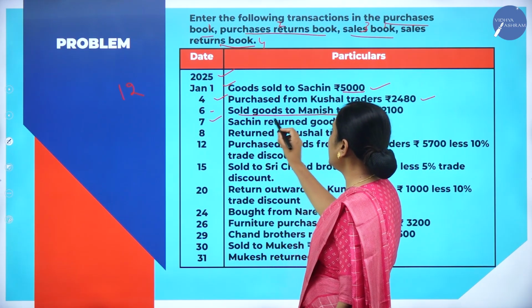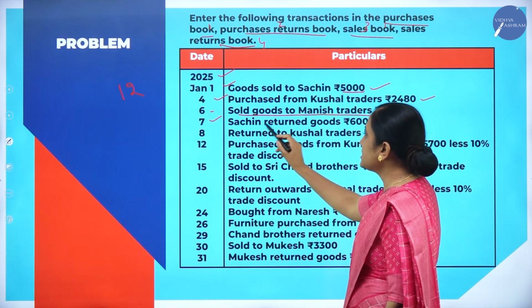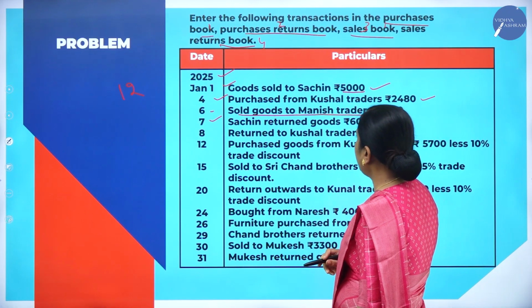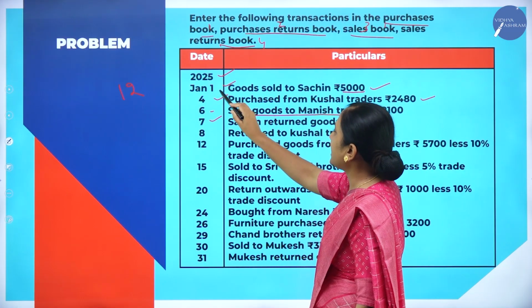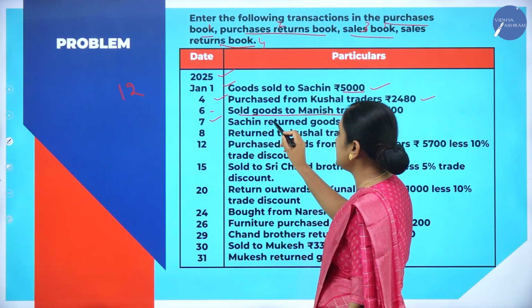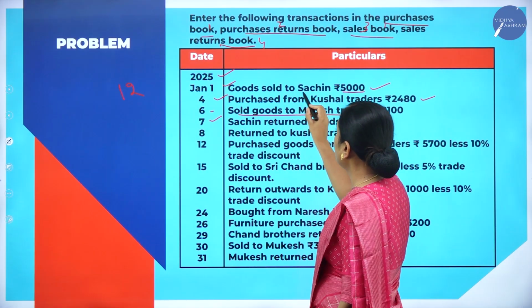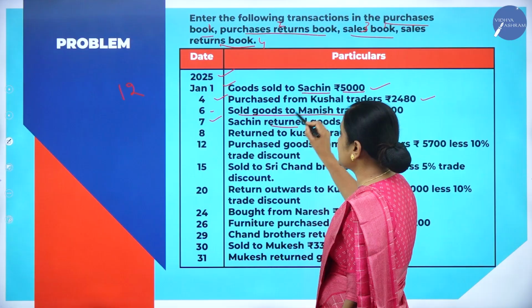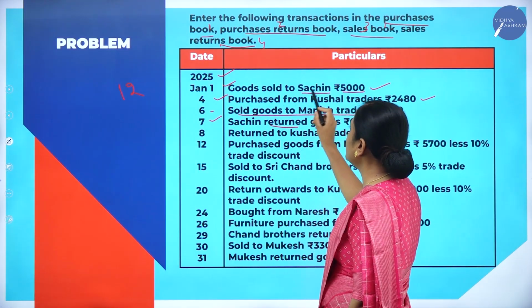7, Sachin returned goods rupees 600. What is the transaction? Sachin returned goods, rupees 600. Okay. But let us see what the transaction with Sachin was. You see Jan first. Now Jan 7th, he is returning goods, correct? Now look at Jan 1, sold goods to Sachin. That means what kind of returns is it? Sales returns.